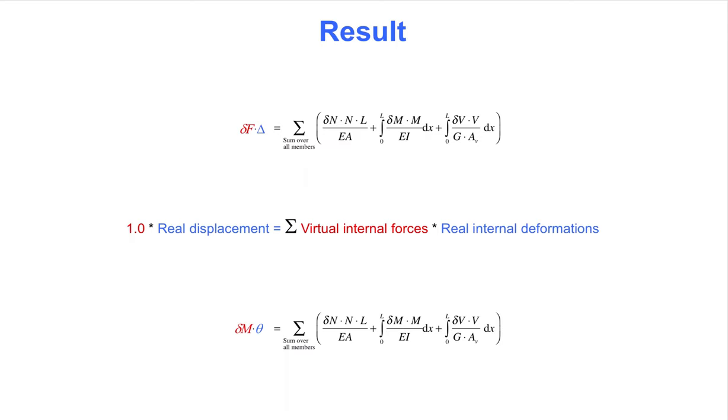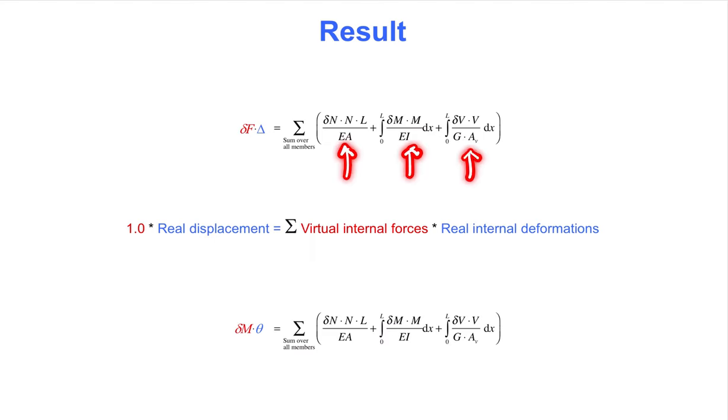At the top, the right-hand side allows for axial deformation and shear deformation, in addition to deformation associated with the bending moment diagram. Notice the pattern in the virtual unit load method. We set the virtual load equal to 1, and place it where we want the displacement, and the right-hand side is simply a matter of summing virtual internal forces times real internal deformations. In the three terms on the right-hand side, the real deformation is elongation, bending, and shear deformation.